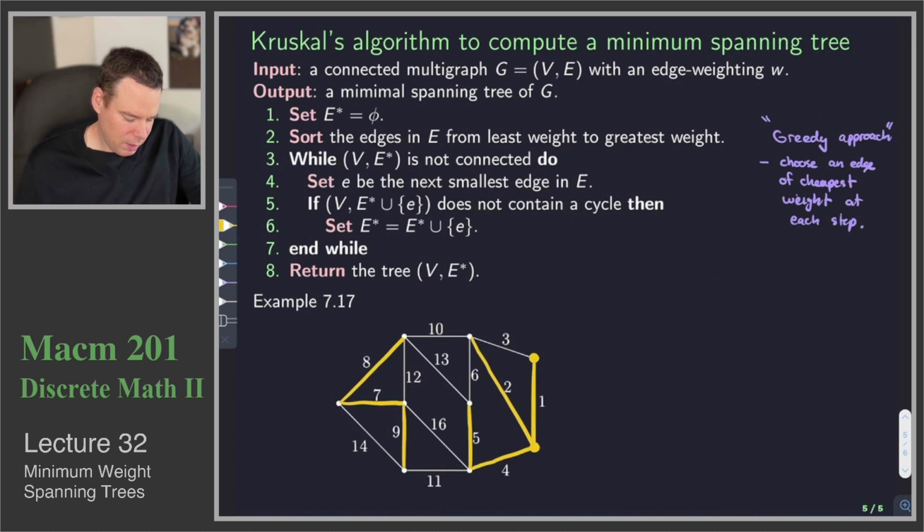Notice in this example, all the edge weights are different. If there were edges that were weighted the same, then we're free to make the choice however we want. We could pick any of them. If there was a bunch of them of number 9, we could pick any one of them as long as they don't create a cycle.